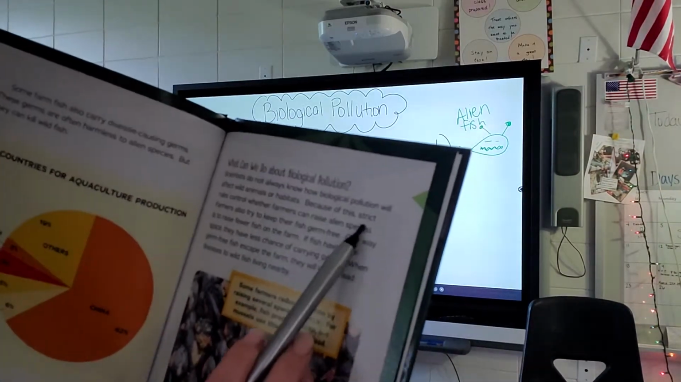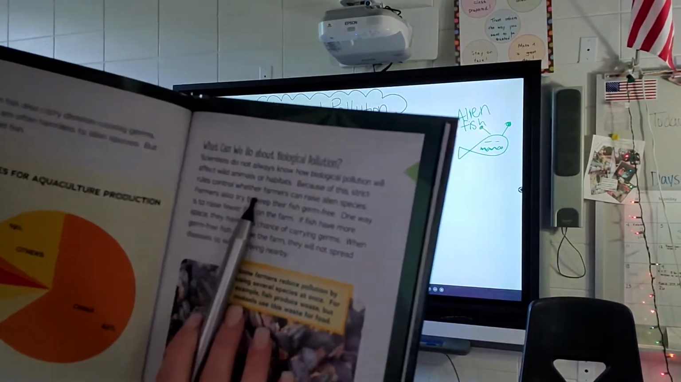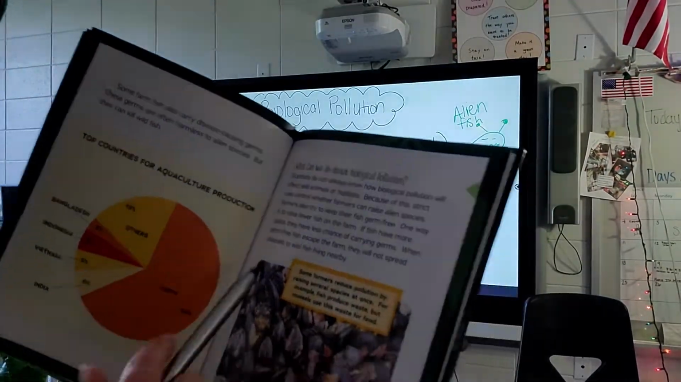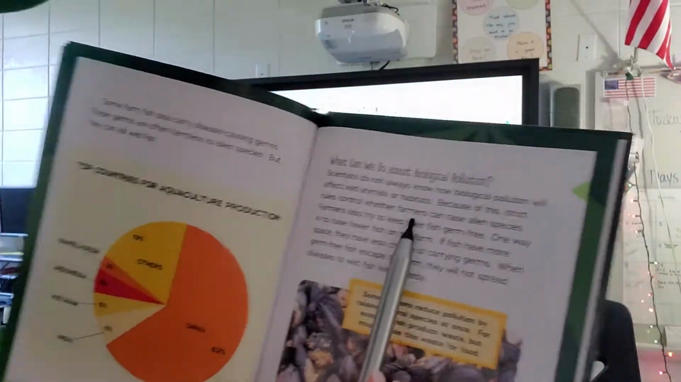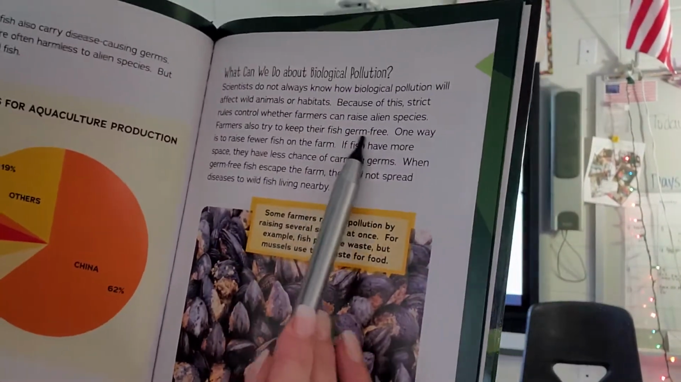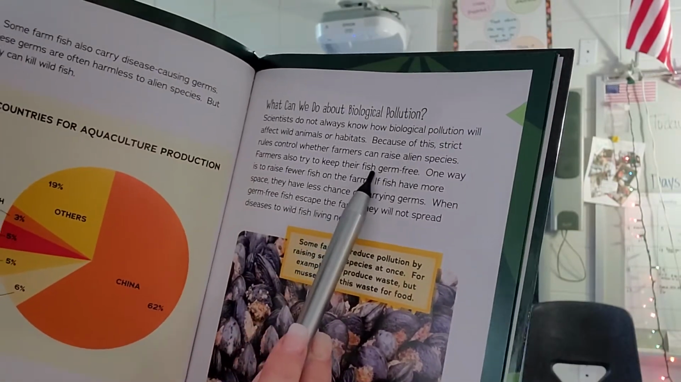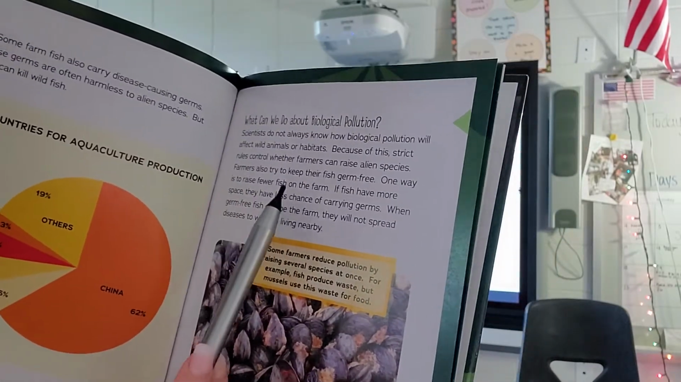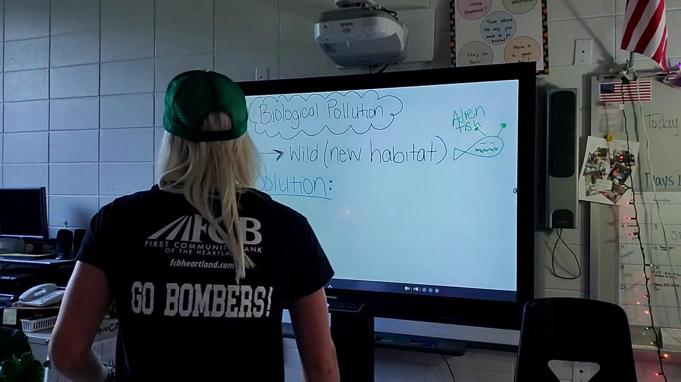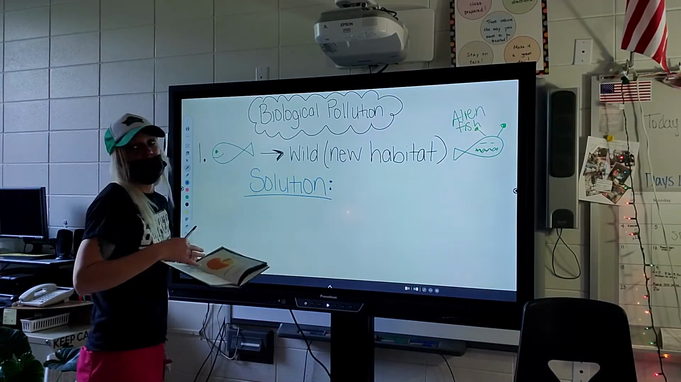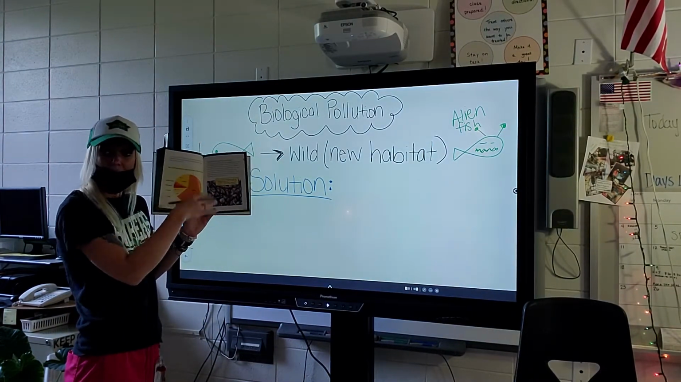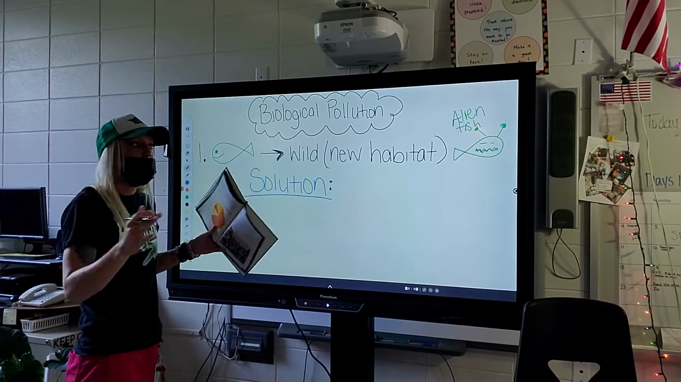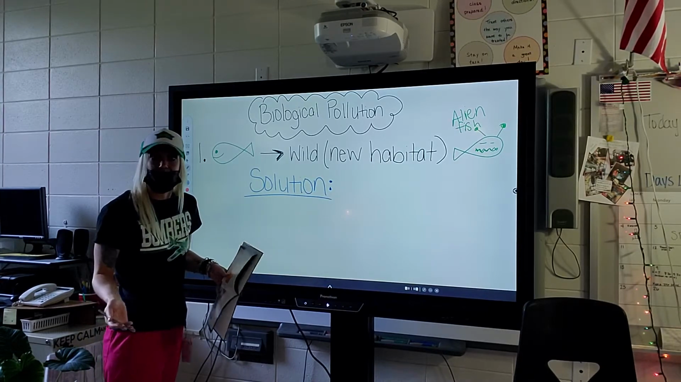Because of this, strict rules control whether farmers can raise alien species. Farmers also try to keep their fish germ free. One way is to raise fewer fish on a farm. Okay, so instead of getting all of these fish and putting them into these tanks or the high walls in the river or the water, instead of getting so many, they can just get less of them.